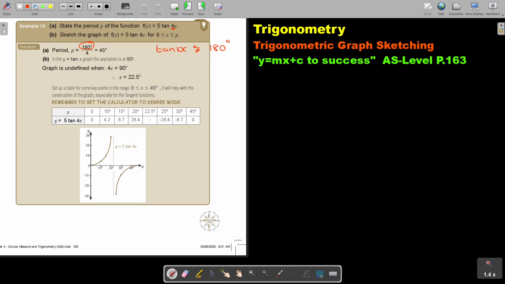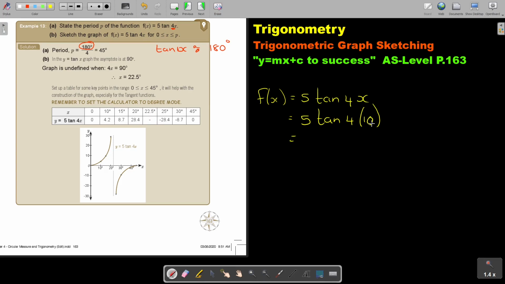So I'm just writing it like this. My function is f(x) equals 5 tan 4x. And now I'm just going to put in 10. So it's going to be 5 multiplied by tan 40. And that, to one decimal place, is 4.2.